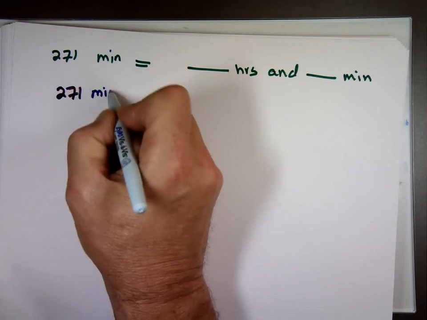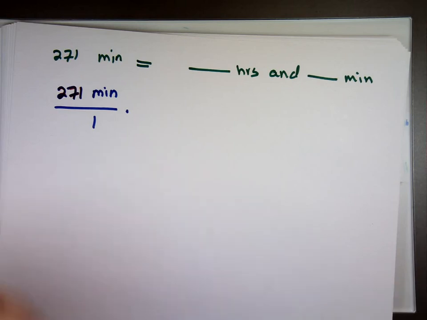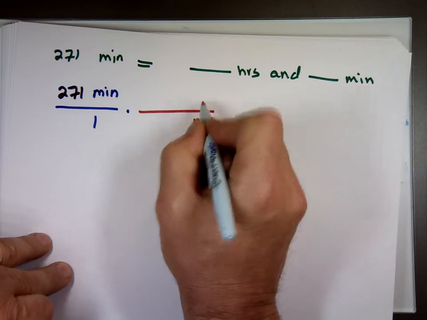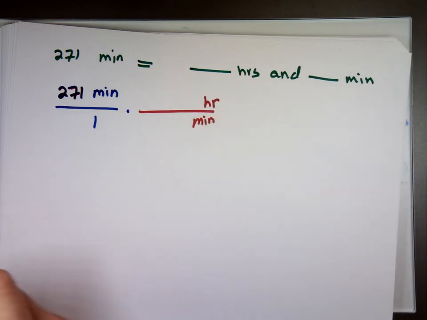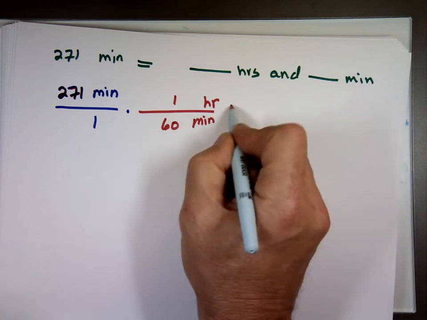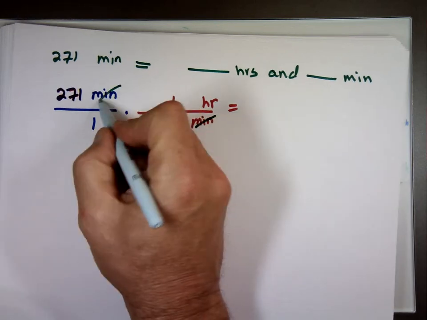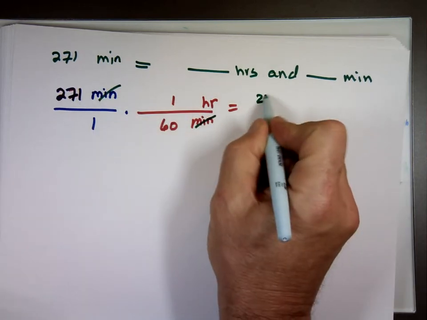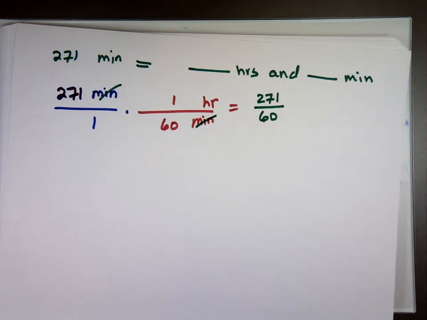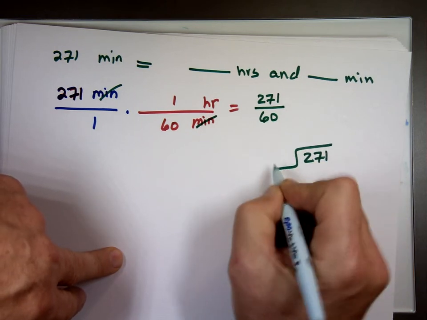That's over 1. To change it to hours, we're going to multiply. Here we go. We need minutes on the bottom, hours on the top. 1 hour has how many minutes? 60. So 271 times 1, 271 over 60. And let's divide that. What is 271 divided by 60?